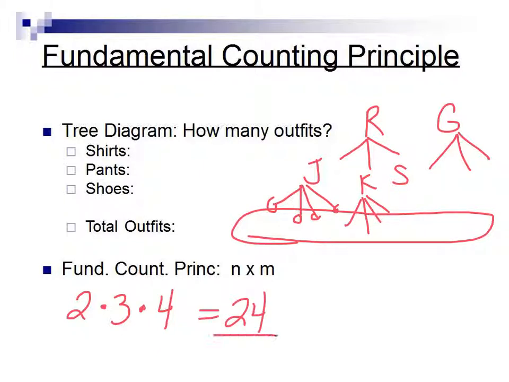Okay, that's the fundamental counting principle. It just means that you multiply all the different options together. You'll see it in the book as N times M, but it's not restricted to only 2 things. You might multiply 8 things together. It's fine. You just multiply the options.